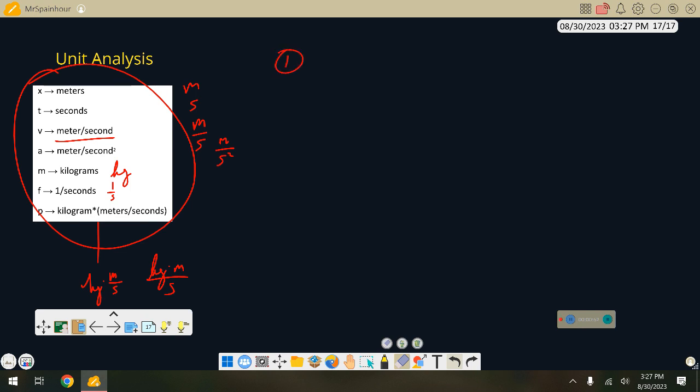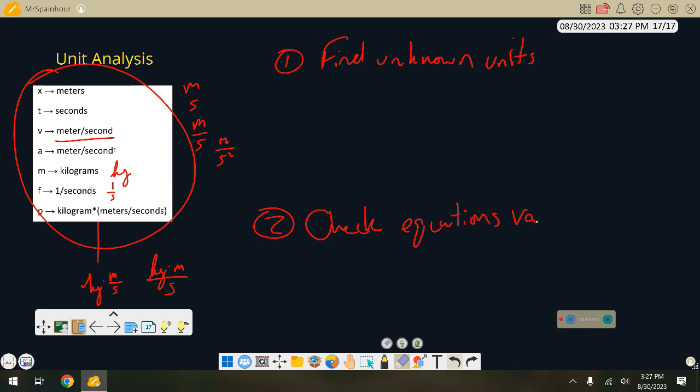Number one, find unknown units. So find unknown units is the first process that we're trying to do with unit analysis. The second one is check equation's validity. I think that's a good way to put it. Okay, so these are the two purposes that we'll go over. Let's start with the top one.